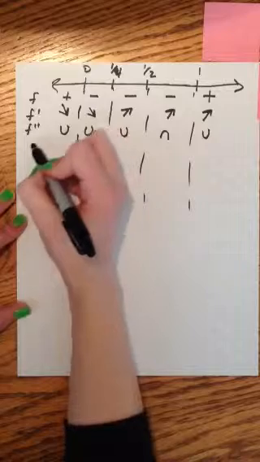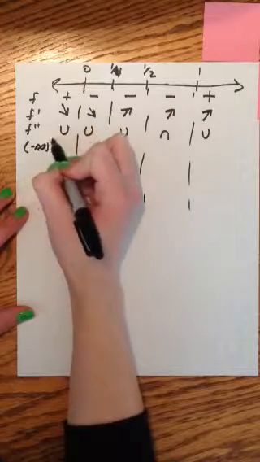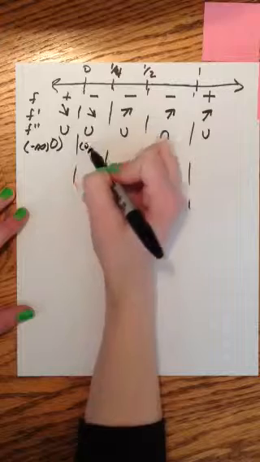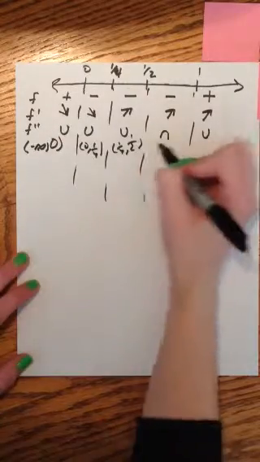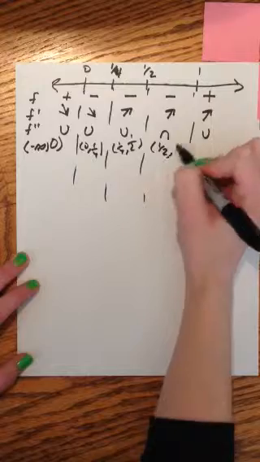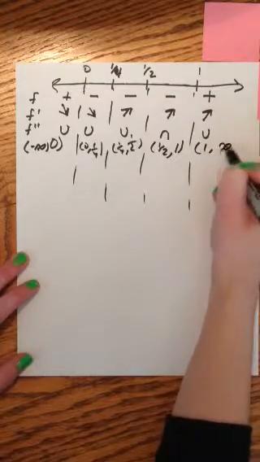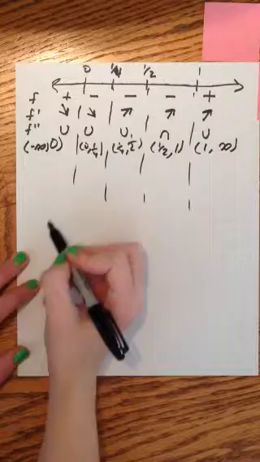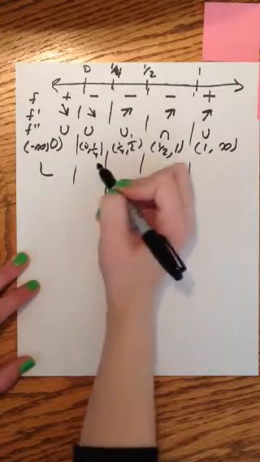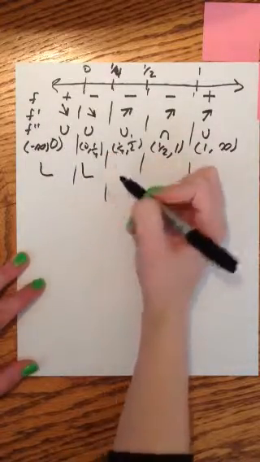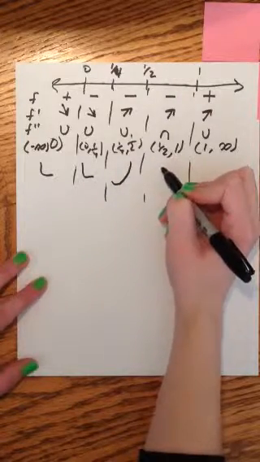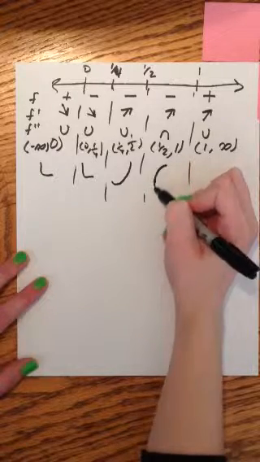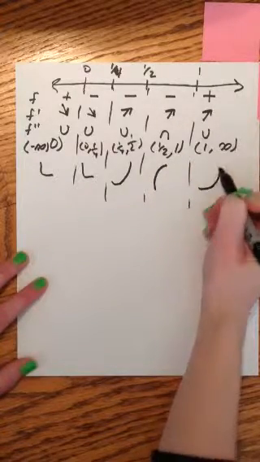So from negative infinity to 0, 0 to 1/4, 1/4 to 1/2, 1/2 to 1, and then 1 to infinity. If it's decreasing and concave up, it's going to look like this. If it's decreasing concave up, it's going to look like that again. Increasing concave up is going to look like this. Increasing concave down is going to look like this. And then increasing concave up is going to look like this again.